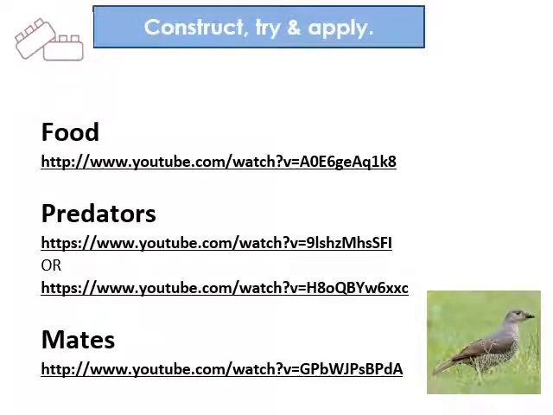These are the links for the video clips that we've just talked about. So you need to watch one for each of the 3 categories: food, predators and mates. You'll see that there are 2 different videos for predators. You can watch either one or both of them, whichever you'd prefer to do, but make sure you're filling in that table with the information that you get from the video.